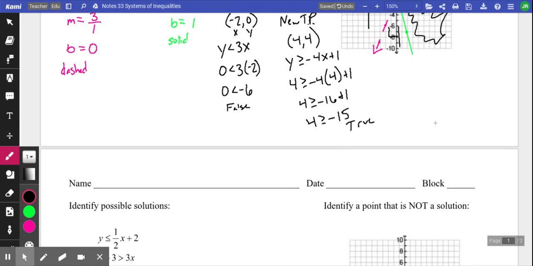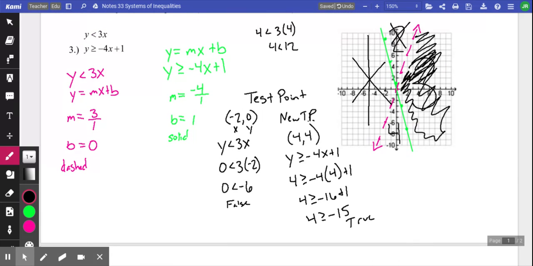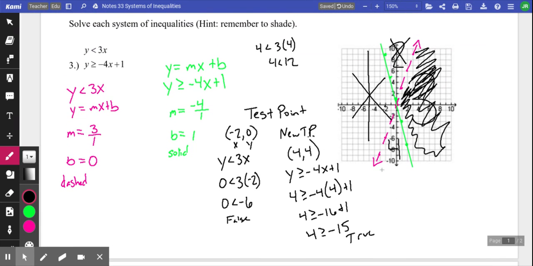All right, so possible solutions. A possible solution to this one would be 4, 4. If I plug that back into both of my original inequalities, I get a true statement. Other possibilities would be any other point in this shaded region, or any point on a solid boundary line that's touching the shaded region. For example, this point right here, which would be at 2, negative 7, would be a possible solution because it's on a solid boundary line that touches up against the shaded region.